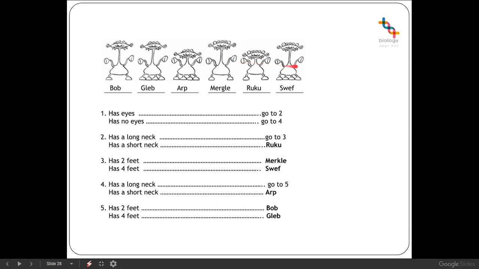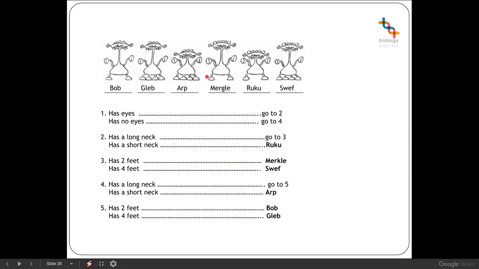Then trying to separate out these 3, I decided to go with who has a long neck versus who has a short neck. Very quickly, the one with the short neck is this one here, who I've named Ruku, and those with a long neck, we can't identify quite yet. They need to go to question 3. I'm going down to question 3, and to split the pair of them up, I've gone with how many feet they have. So 2 feet is Merkel, and 4 feet is this guy Swift. So that has identified these 3.